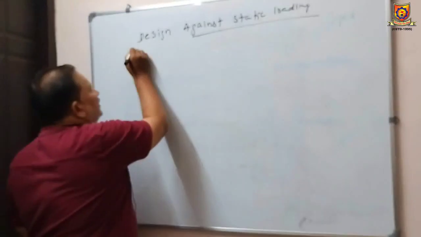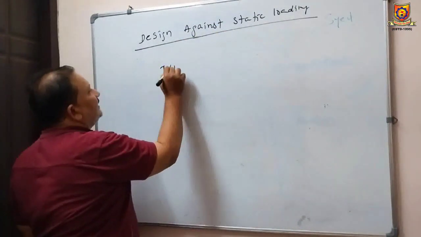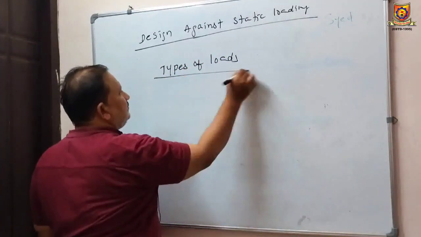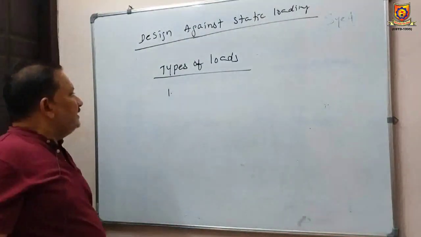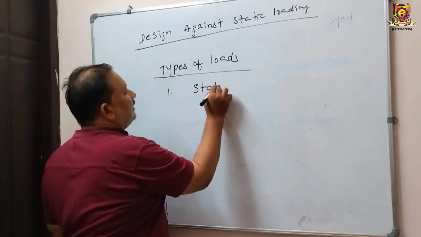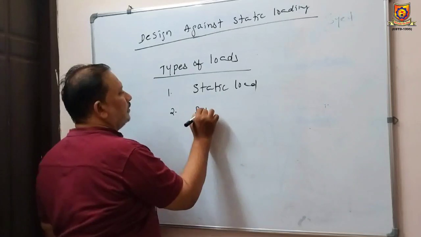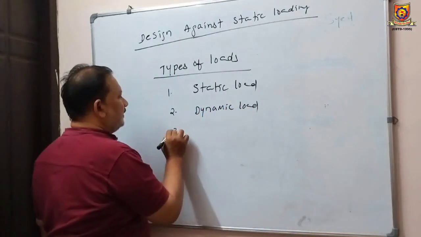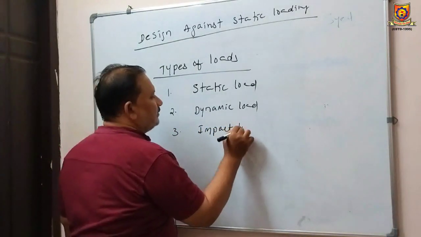How are we going to define the load types? We can say types of loads. We can define them into 3 types. One is static load. Number 2, dynamic load. Third one, impact load.